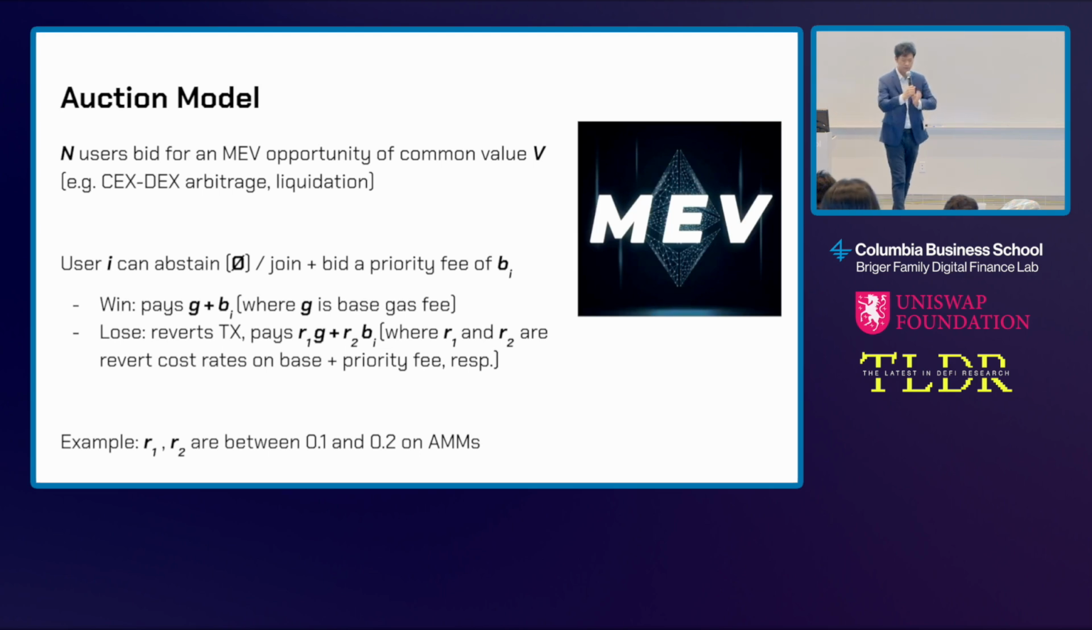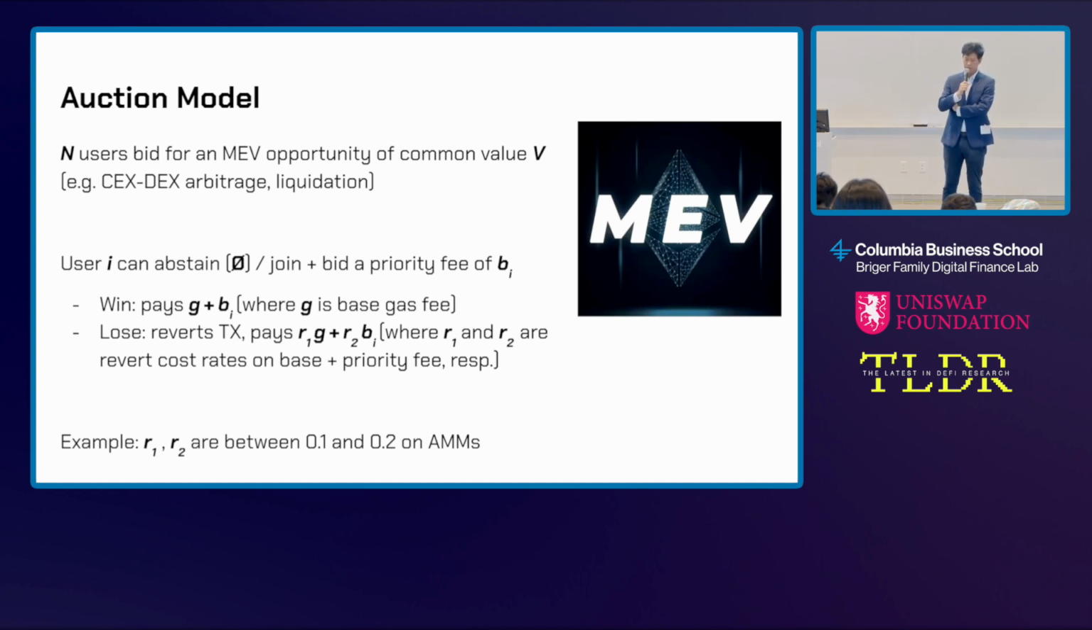So now let's get right into our model. We have end users bidding for a MEV opportunity with value V, and we assume that this value V is common knowledge to everyone, all the users, as opposed to other settings in which users might have private values on the MEV opportunity. Common value MEV opportunities could be, for example, arbitrage between centralized and decentralized exchanges, as well as liquidations in lending protocols.